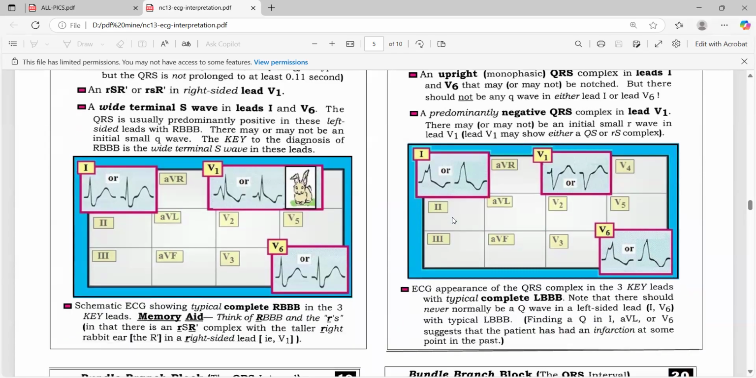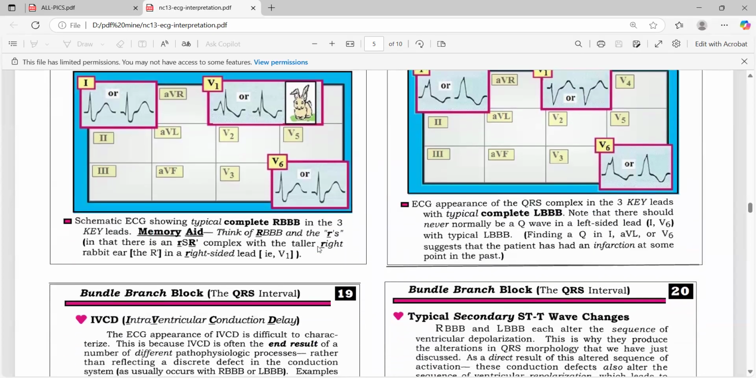So you can see, we are talking about the memory aid that says R, Q, R, S. So this is how it is. If you can remember this M in V1, that's more than enough. If there is an M in V1, and if this M is in V6, this is basically left bundle branch block.